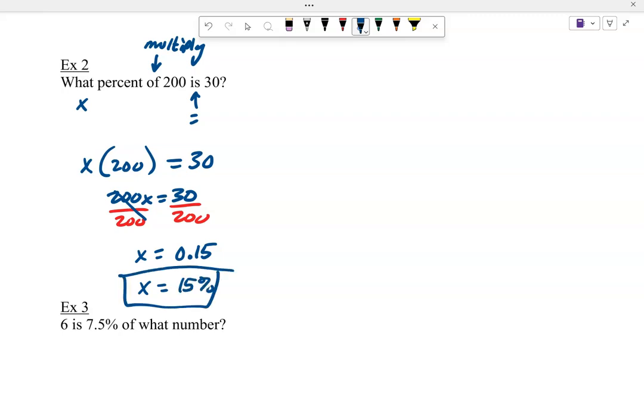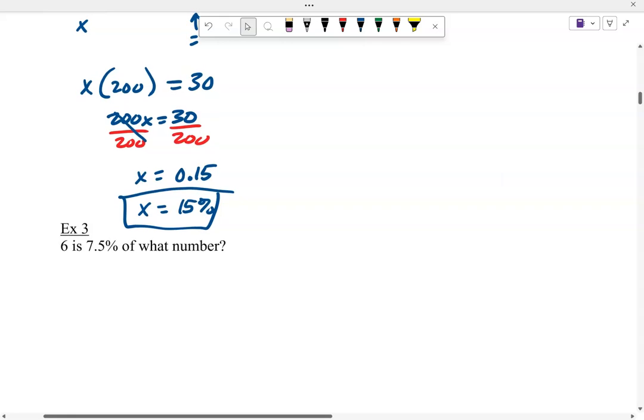So let's think about it. Is 15% of 200 equal to 30? Sure it is. 0.15 or 15% of 200 is 30. So that's how you can check that. Let's do the next one similarly.